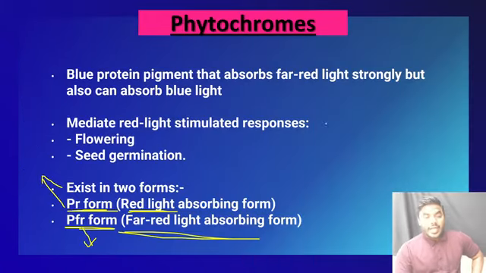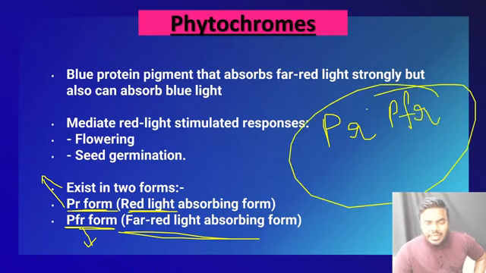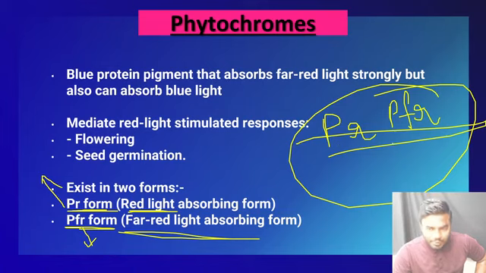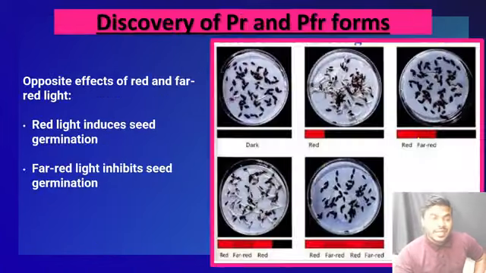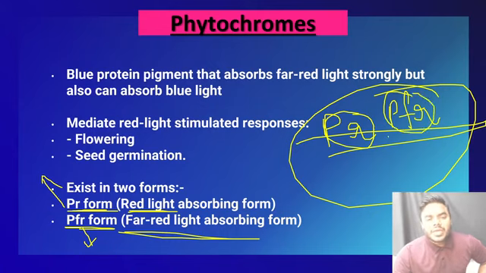So friends, I told you that phytochrome exists in the PR and PFR forms, right? Based on what did we categorize it into PR form and PFR form? Of course, based on the light absorption, there is no doubt about it. But also friends, this discovery of the PR and PFR forms was actually based on the seed germination process.